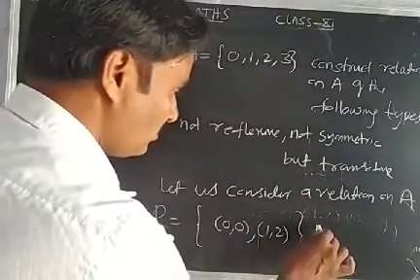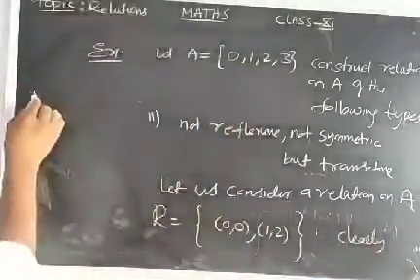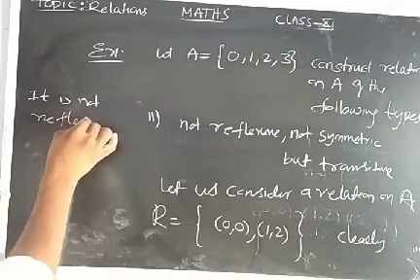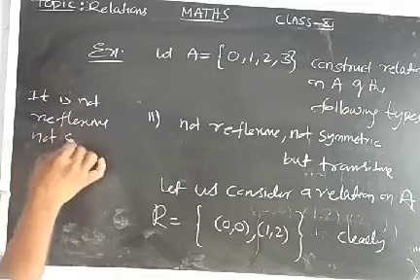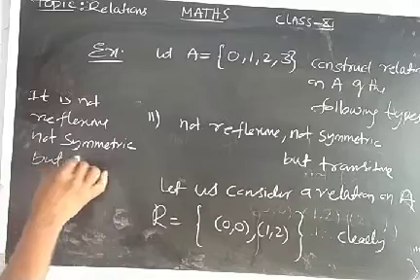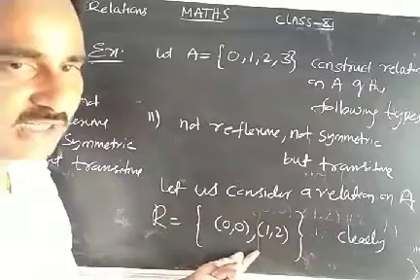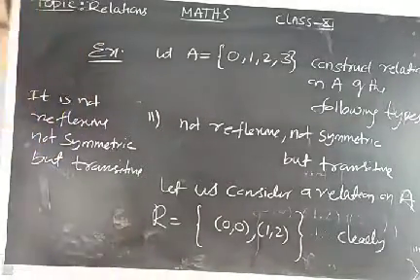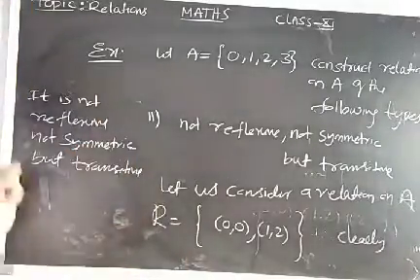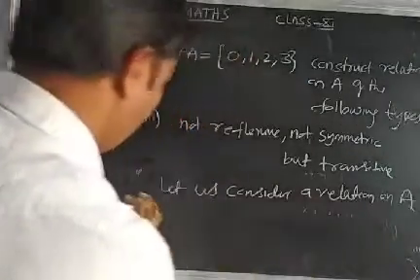Therefore, clearly it is not reflexive, not symmetric, but transitive. Why is it transitive? Because such type of order pairs do not exist to violate the transitive condition. So the transitive condition holds. This is one example. Another example also you can consider. Okay, you can take this order relation also.